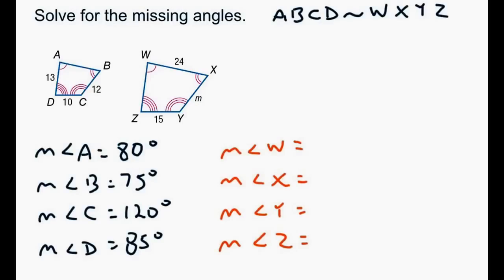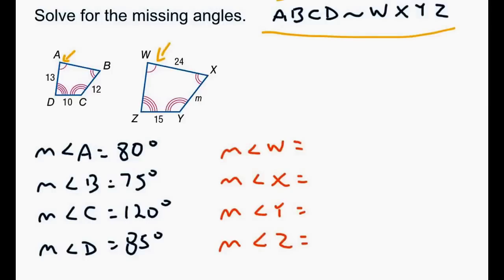Alright, we're going to solve for some missing angles. Now this is actually really easy because there's not a whole lot of math. It's just a matter of matching angles. So it gives us this statement. ABCD is similar to WXYZ. So now I know what angles correspond to each other, but I can also tell because I see that angle A has the one little marking, and so does W. So they're the first letters, so they go together. So I can see it in the statement, and I can see it in the picture.